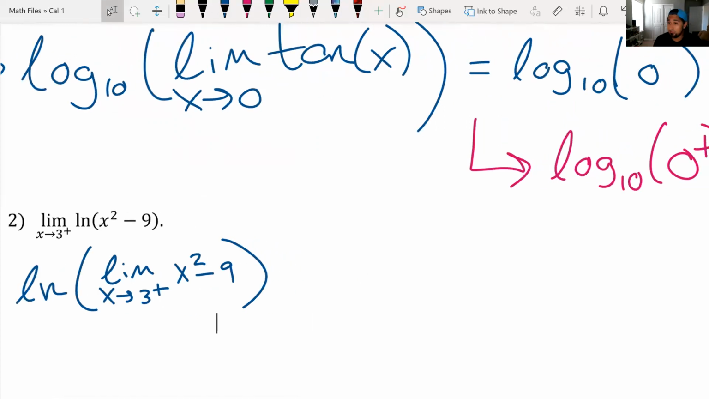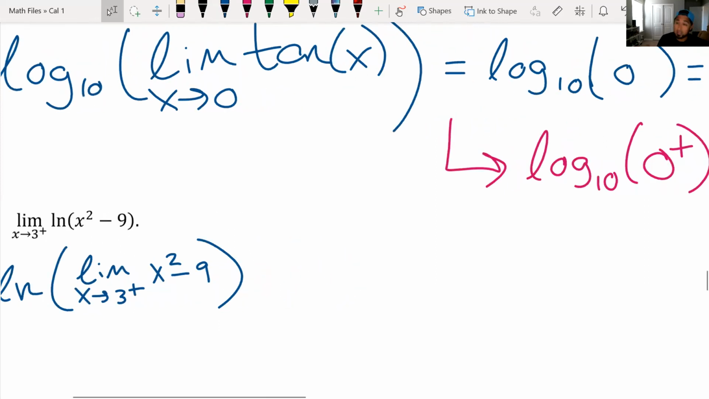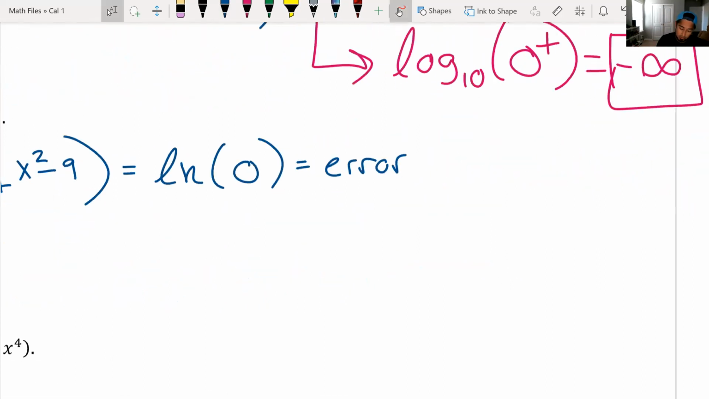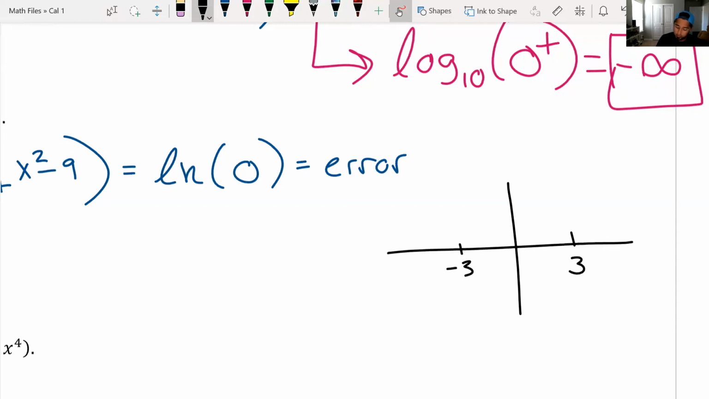Okay, well, once again, you can plug in 3. If you plug in 3, it will become 0. It's safe to plug in 3 there. But we run into another issue. If I plug in 3, we again get the natural log of 0, which is again an error. So we need a quick fix, right? So I'm going to draw the graph real fast. X squared minus 9 has an x-intercept at -3 and 3, right?